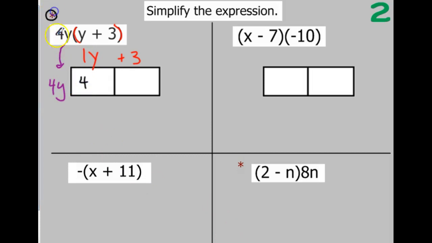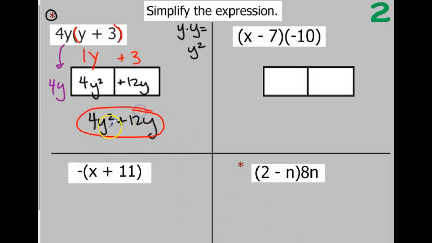The reason why I put a little star here is because y times y, remember, y times y is the same as y to the power of 2 or y squared. So y times y is y squared. Then we have 4 times 3, which is a positive 12. And then there's multiplied by y. So our answer is 4y squared plus 12y. We cannot combine these together because one has the squared and one does not.